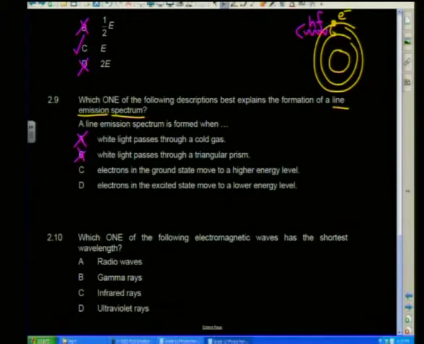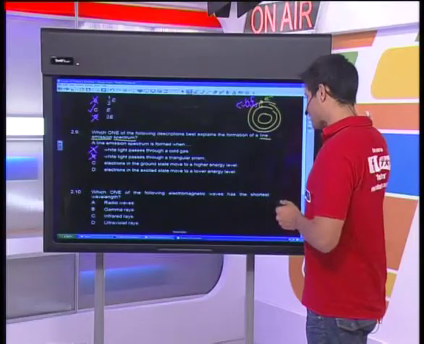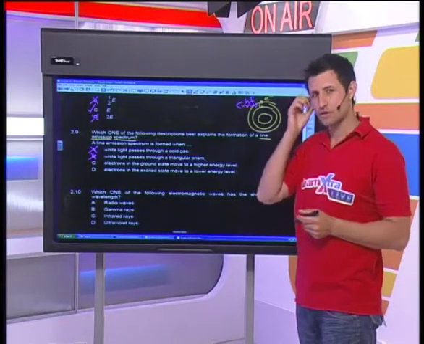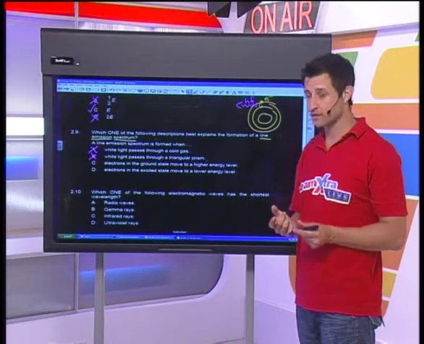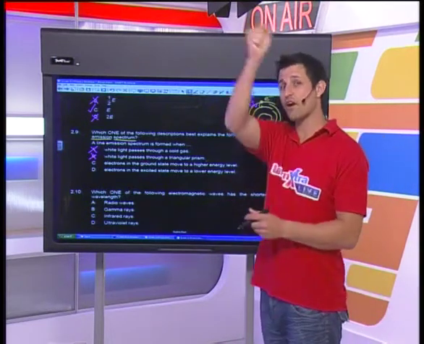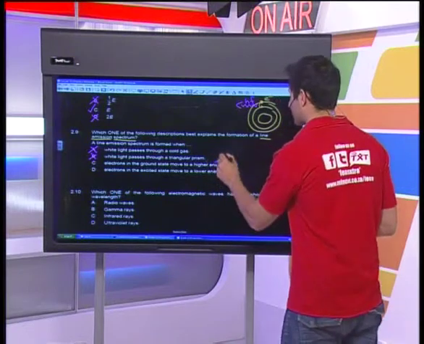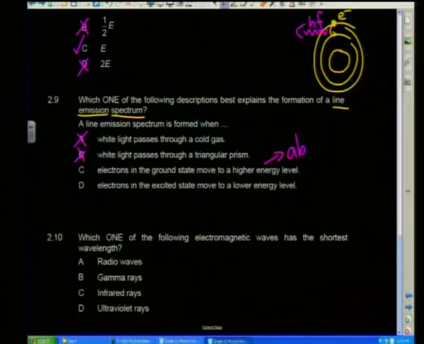All right, then they start talking about electrons. I'm interested. Let's read further. Electrons in the ground state move to a high energy level. That doesn't sound all that correct. One thing which really bothers me about this is it's asking electrons to go up. That is a sign of absorption. So that can't be right, because we're looking for emission. Absorption is when the electrons in the ground state go up to a high energy level. So that's wrong. So I'm left with only option D.